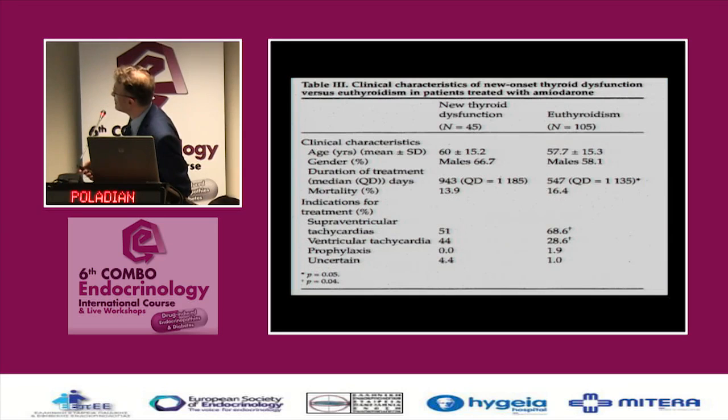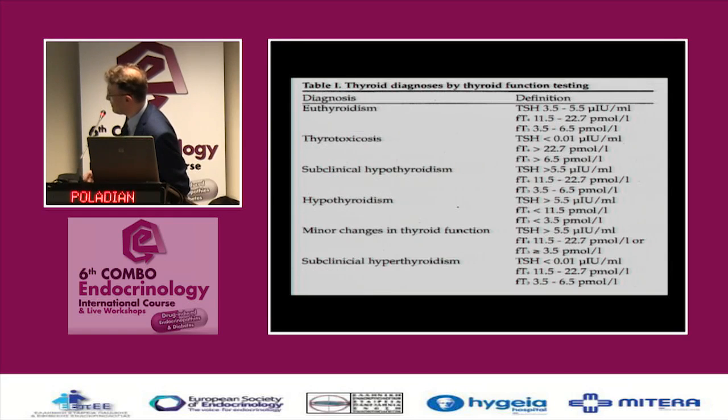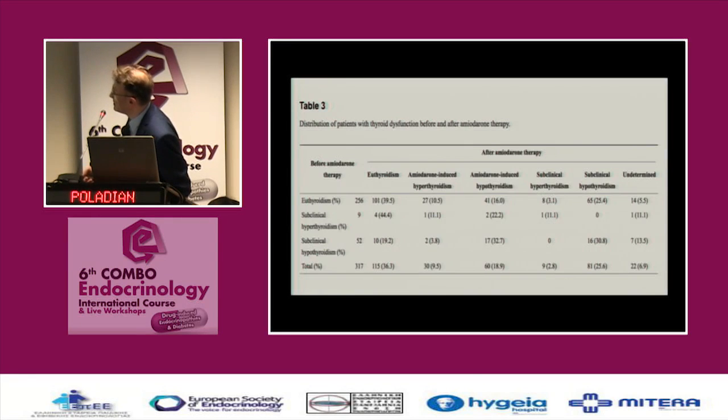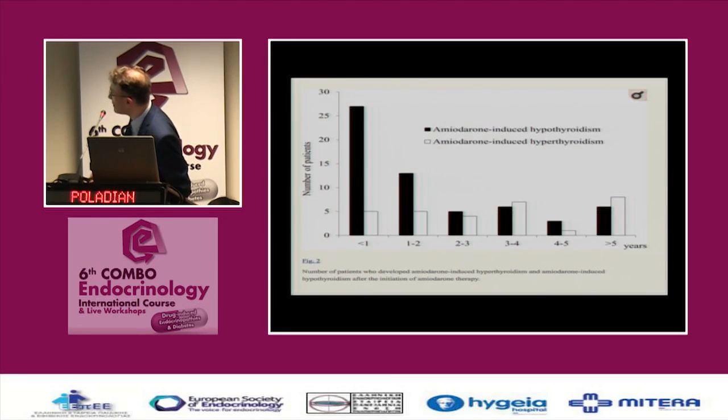The clinical characteristics of new onset thyroid dysfunction versus euthyroidism, I have to go by jumping because Evie told me so. These are the tests you have to bear in mind to make the differential diagnosis. This is the distribution after the amiodarone therapy. This is the most liked slide.